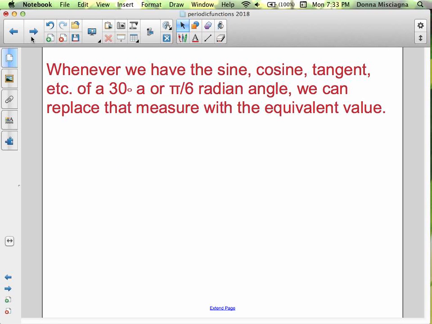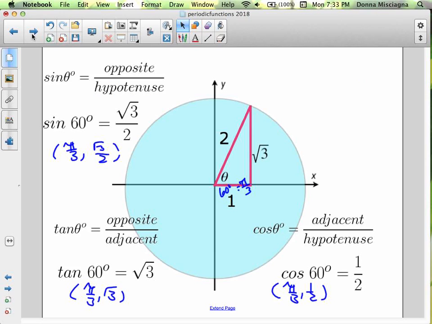And let's go on to another type of angle, which is the 60-degree angle. Same right triangle, it's just now the short leg is the adjacent side, and the long leg, opposite the 60-degree angle, is the opposite side. So sine 60 would be opposite over hypotenuse, so square root of 3 over 2. And so the point pi/3, square root of 3 over 2 is a point on the sine graph.